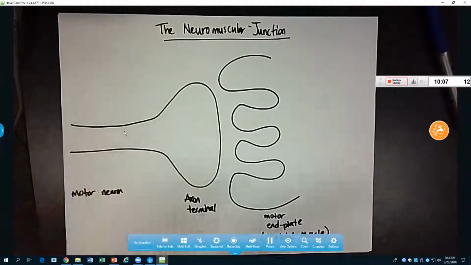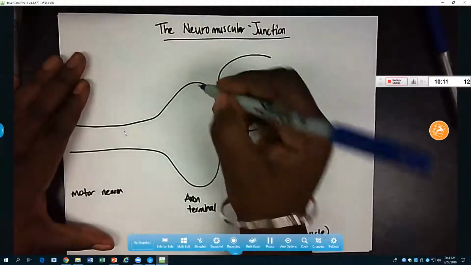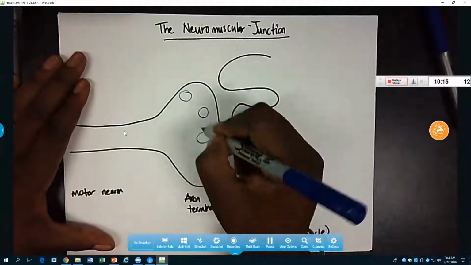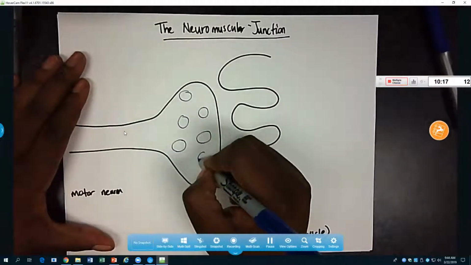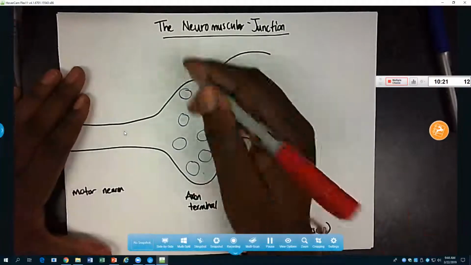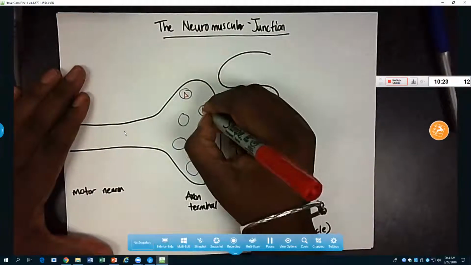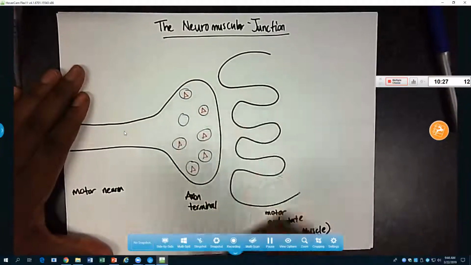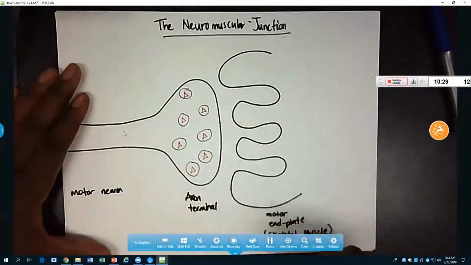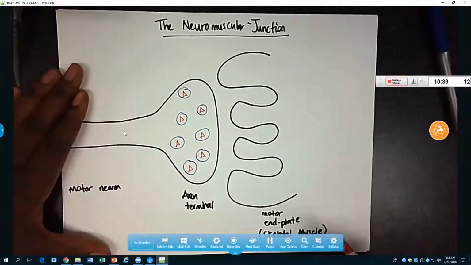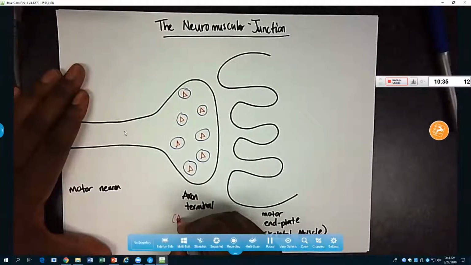Now within the axon terminal here on the neuromuscular junction, on the motor neuron side, are synaptic vesicles. We looked at this before. Within those synaptic vesicles is our neurotransmitter, and in this case, it's only acetylcholine. Only acetylcholine is found at the neuromuscular junction. So I'll put acetylcholine here.